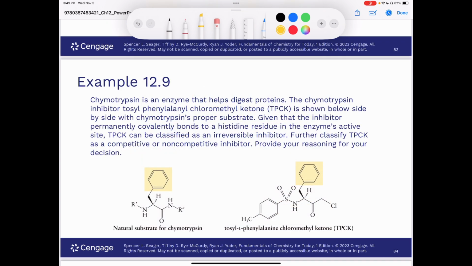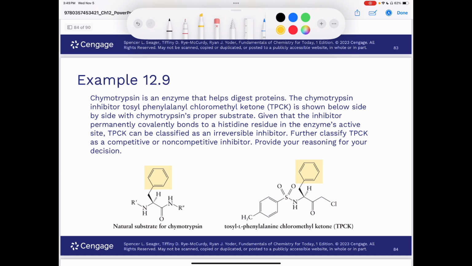All right, so let's take a look at example 12.9. It says chymotrypsin is an enzyme that helps digest proteins. The chymotrypsin inhibitor tosylphenylalanine chloromethyl ketone, TPCK, is shown below side by side with chymotrypsin's proper substrate. Given that the inhibitor permanently covalently bonds to a histidine residue in the enzyme's active site, TPCK can be classified as an irreversible inhibitor. So again, it's covalently bound, so it's irreversible. Further classify TPCK as a competitive or non-competitive inhibitor and provide your reasoning for your decision.